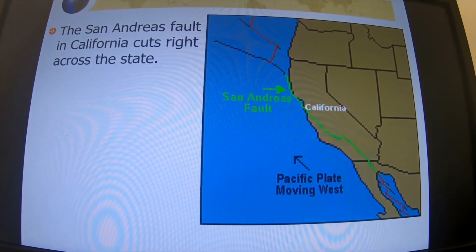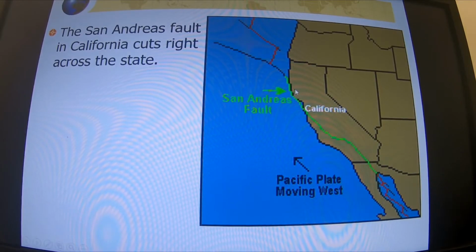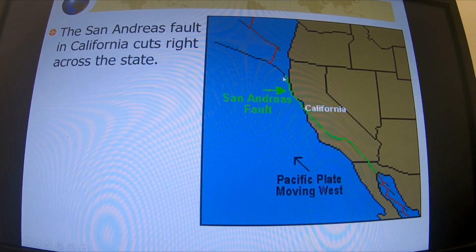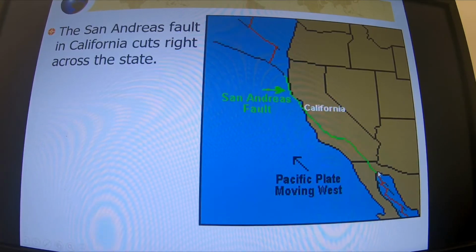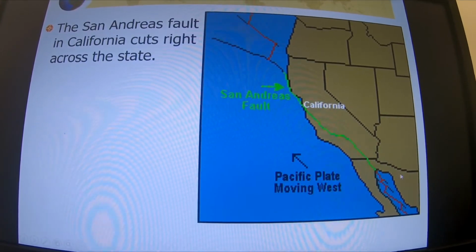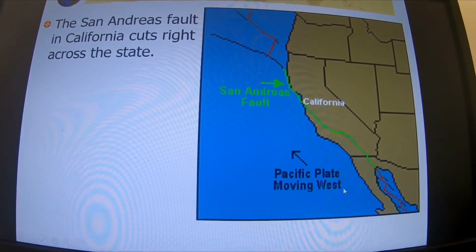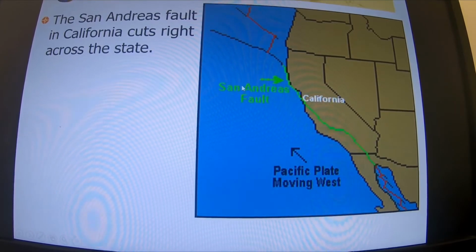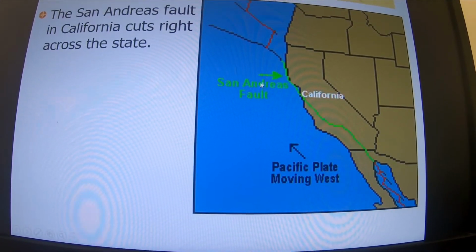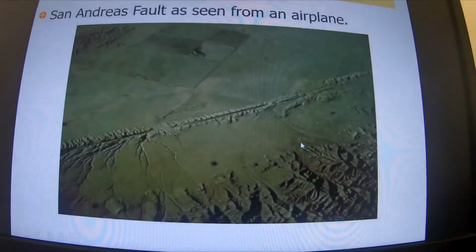There we go. Now, the San Andreas fault line cuts right through the state of California. So here's California, and you can see this green line. It goes right through California, splitting it, not in half, but splitting it. Now, the Pacific plate is moving westward or northwest, while the North American plate is moving in an opposite direction.